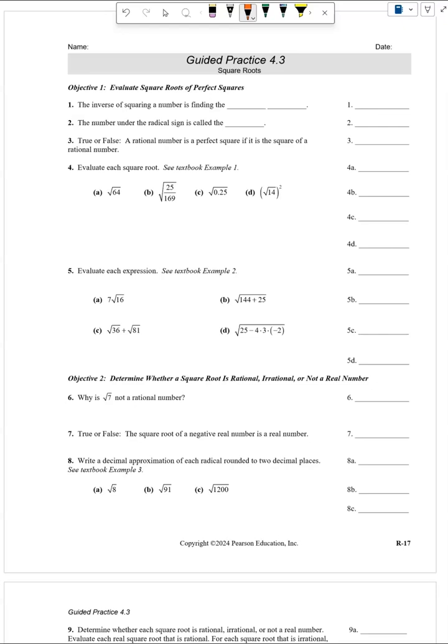Hey guys, let's talk about square roots, okay? So, first thing we're going to do is we are going to evaluate square roots of perfect squares.